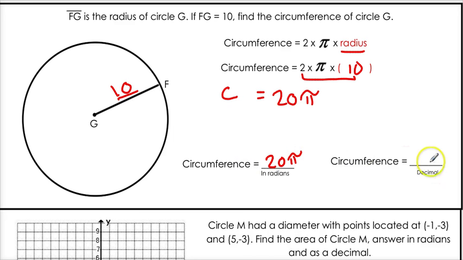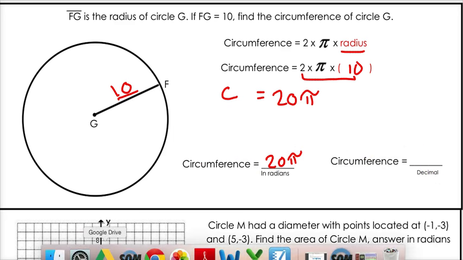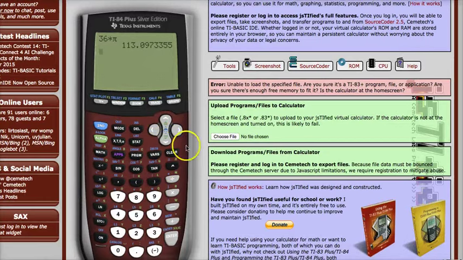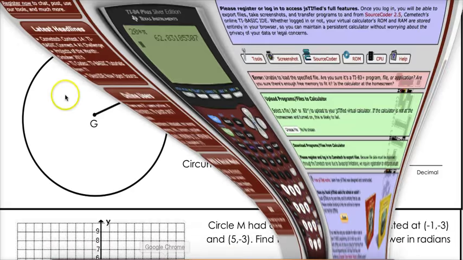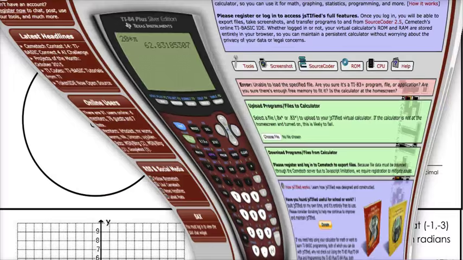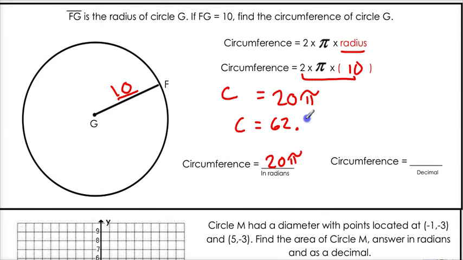Now once again, I do want to get this as a decimal as well, so I can answer in either form. So let's put that in the calculator again. Clear this out. It's 20 times pi, and that gives us 62.831. Oh, I forgot already. Come on, 0.831. I'm getting old. I can't remember these things.